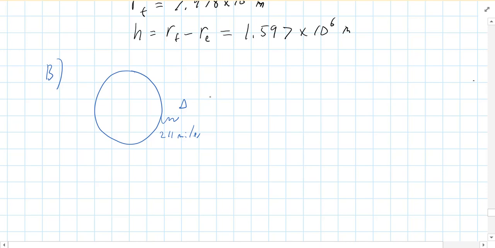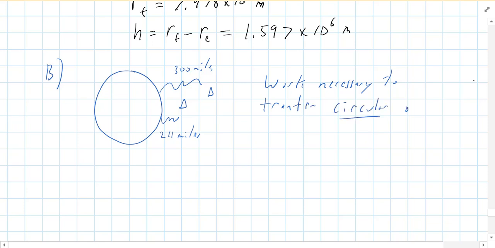And let's say you want to raise it to a new circular orbit that is 300 miles above the Earth's surface. I want to know what is the work necessary to transfer between circular orbits. What's the work necessary to transfer from the lower circular orbit to the upper circular orbit?